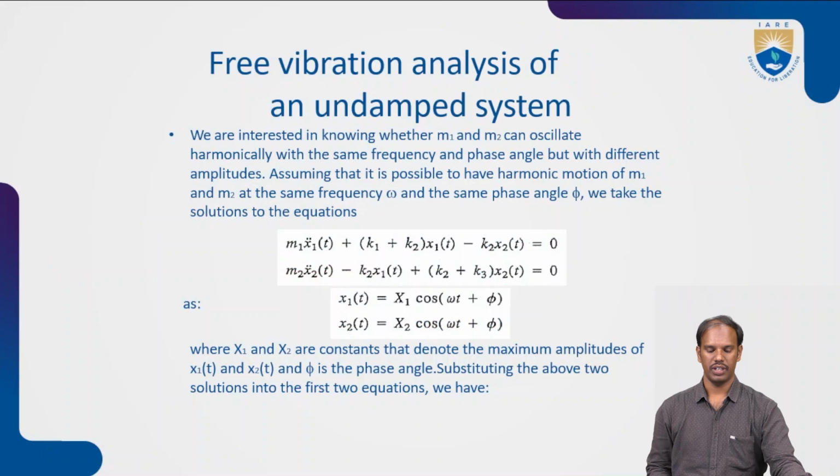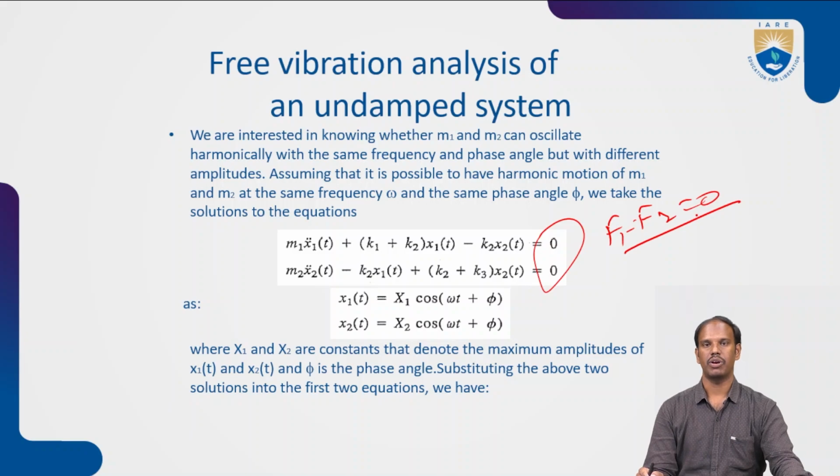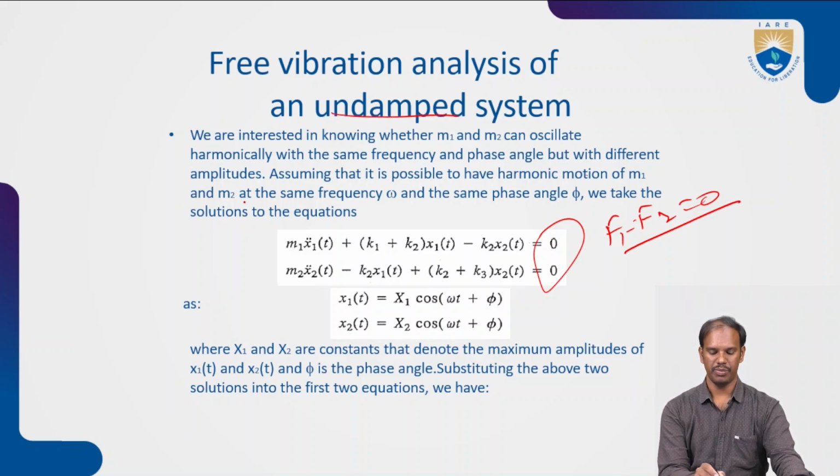Analysis of undamped systems. In this undamped system we have seen the forces F1, F2 and the multi degrees of freedom. If we take F1 and F2 as zero, that is, the force is taken as 0, F1, F2 equals 0, then it is called an undamped system. In this harmonic motion, M1 and M2 are taken with the same frequency, and the phase angle is taken as phi, and we take the solution as per the equation here.